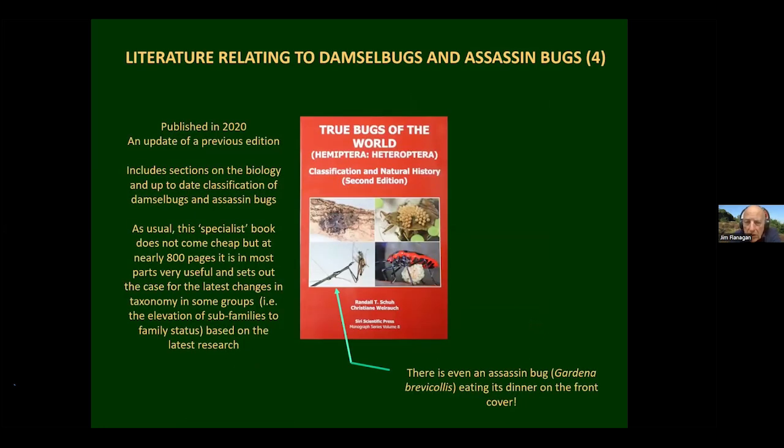And then it's quite useful, basically because it's a synthesis of all the recent research that has been done on the Heteroptera and gives a need for classification. For instance, it's raised a lot of subfamilies into families and vice versa, based on molecular studies, DNA. It's an expensive book, but the family diagnoses are very useful. It is a big book, so I think it's fairly good value for money. There's also even an assassin bug on the front cover in action. I'm not saying buy it, but not an excuse not to buy it.